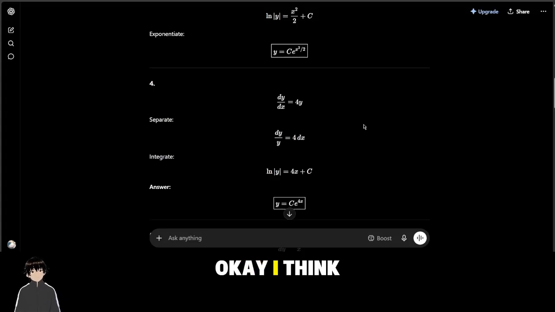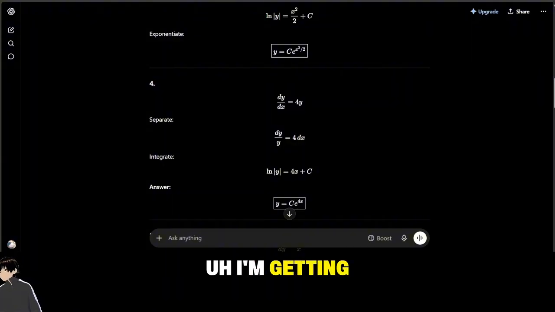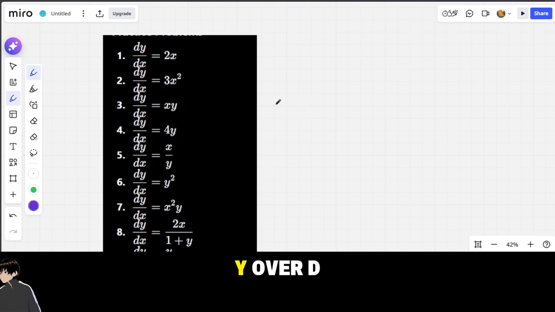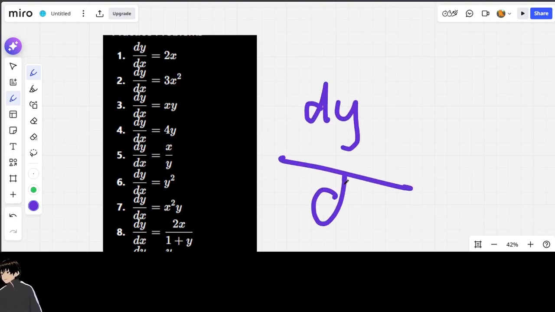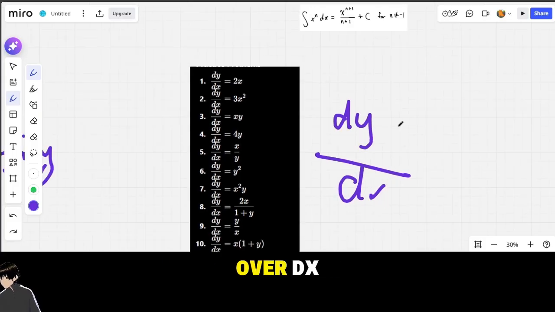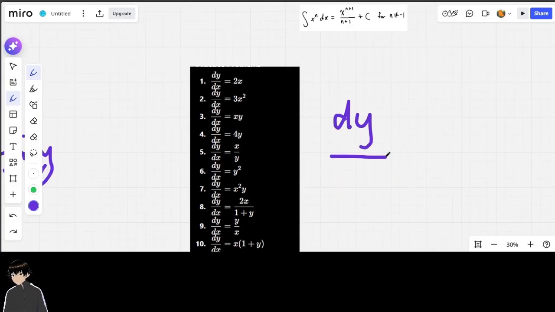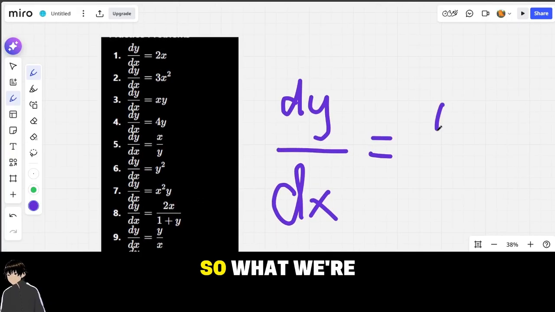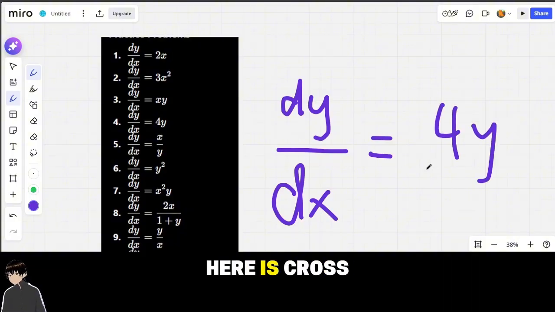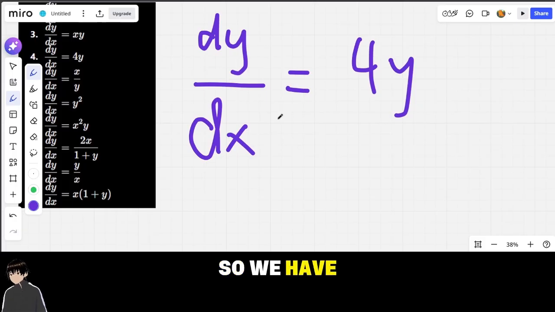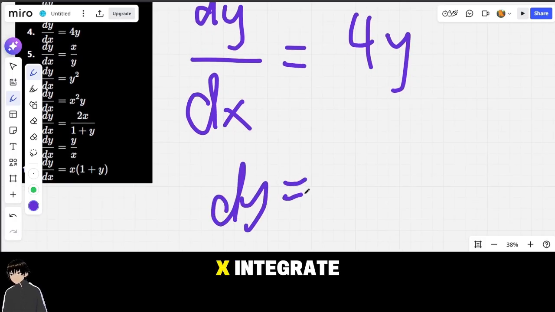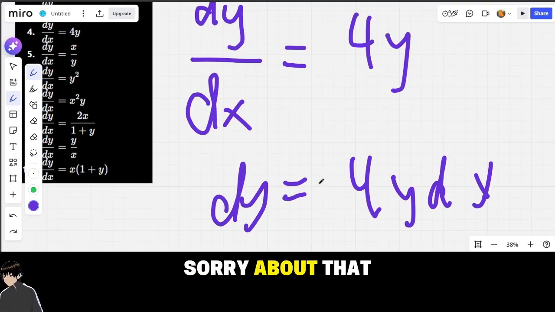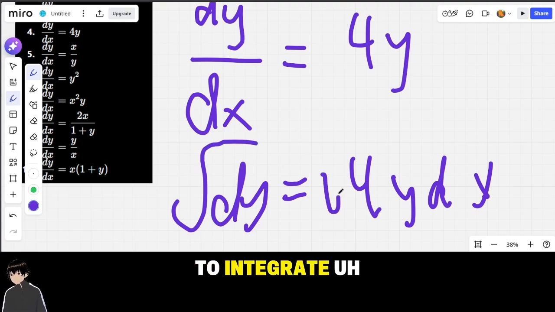Okay, I think I'm getting it now. So we have dy over dx equals 4y. What we're going to do here is cross multiply. So we have dy equals 4y dx. Then we have to integrate. Sorry about that.